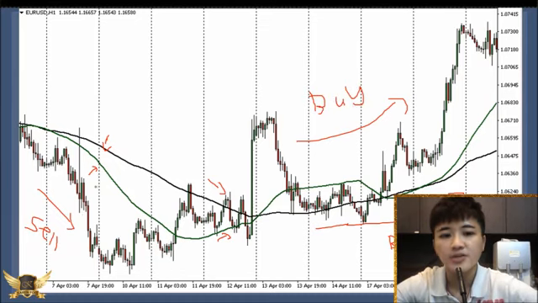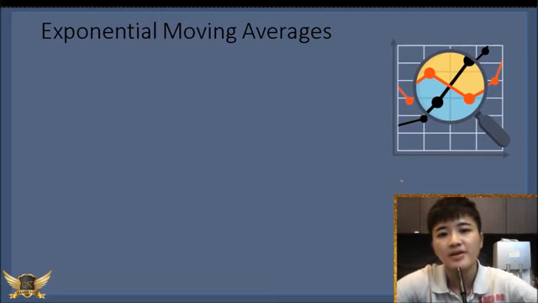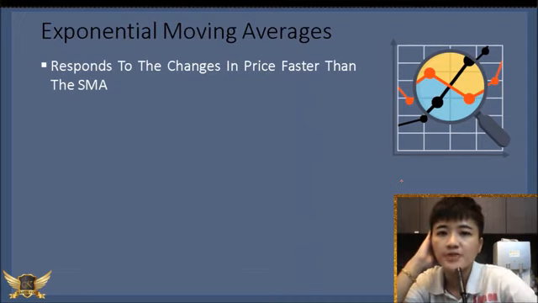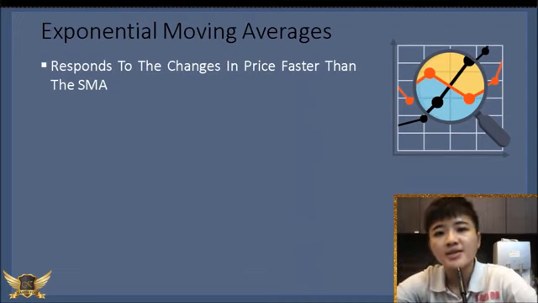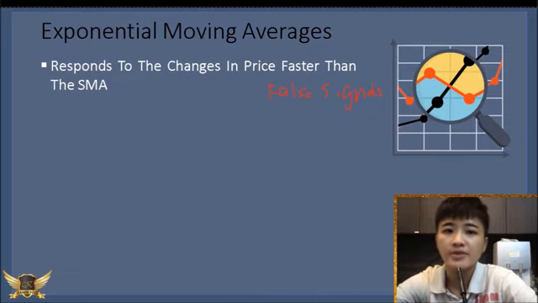And then for just now, you can potentially look for a sell here. Okay, so the next type of indicators is the exponential moving averages. Like I said just now, it responds faster to the changes in price, which is good because there'll be less lagging. But the downside of that is that it will produce a lot more false signals. Okay, so there's a pro and con for both types of moving averages.